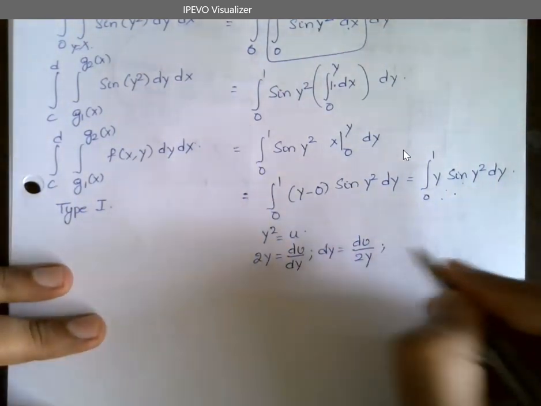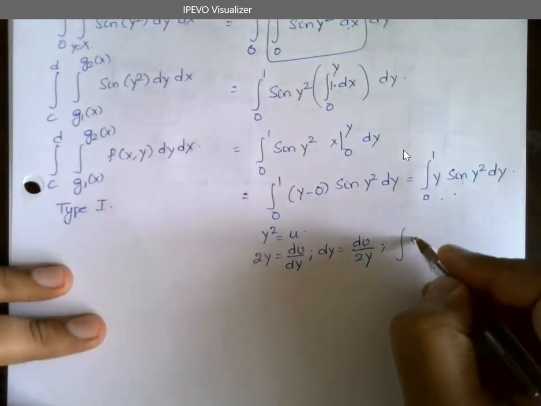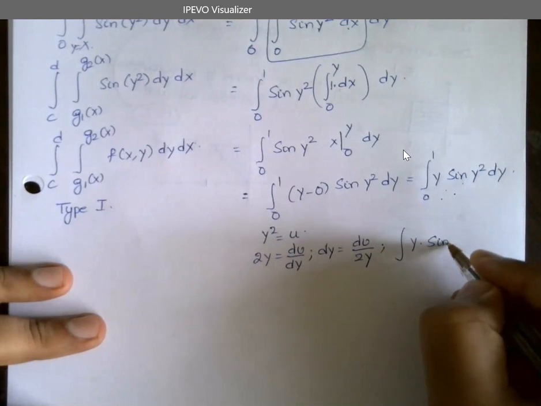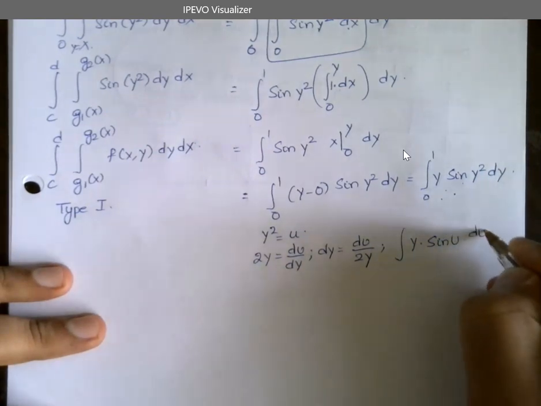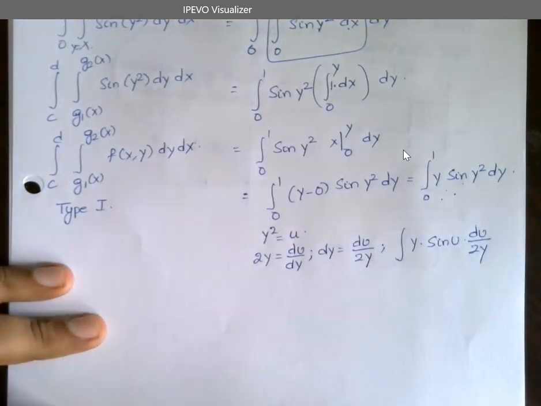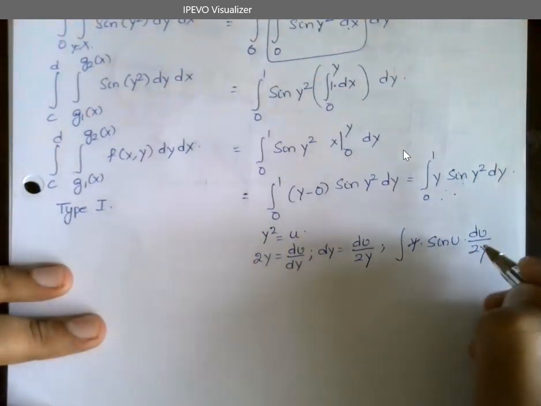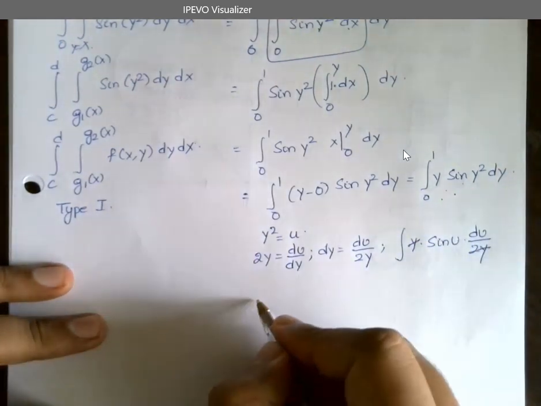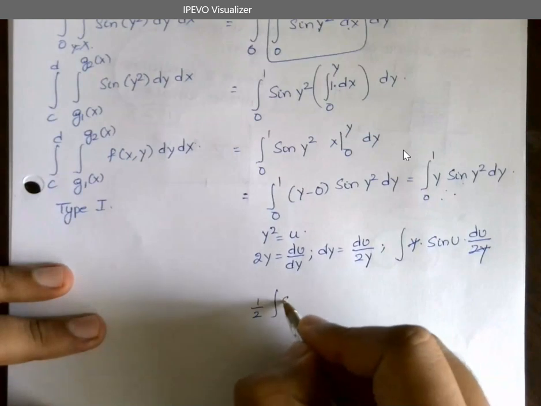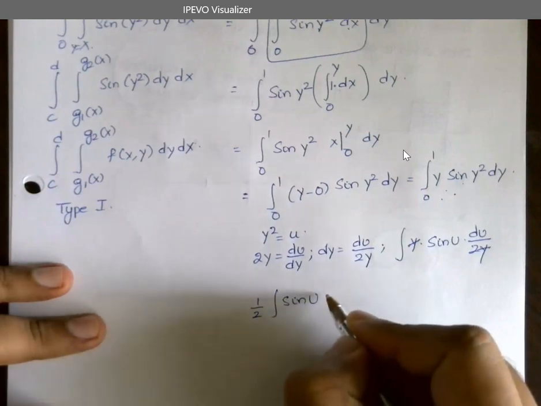So I'm going to pretend as if I don't have limits of integration. So I get y times sine u. dy is du divided by 2y. I mean, if you learned it in a different way, it's okay. Now y gets cancelled out. 1/2 is a constant, so that steps out. So you get the integral of sine u.